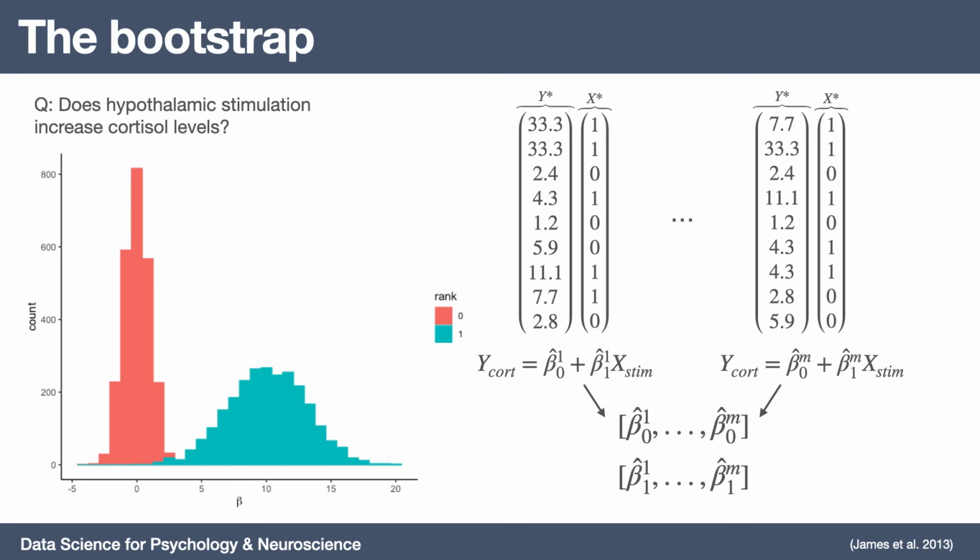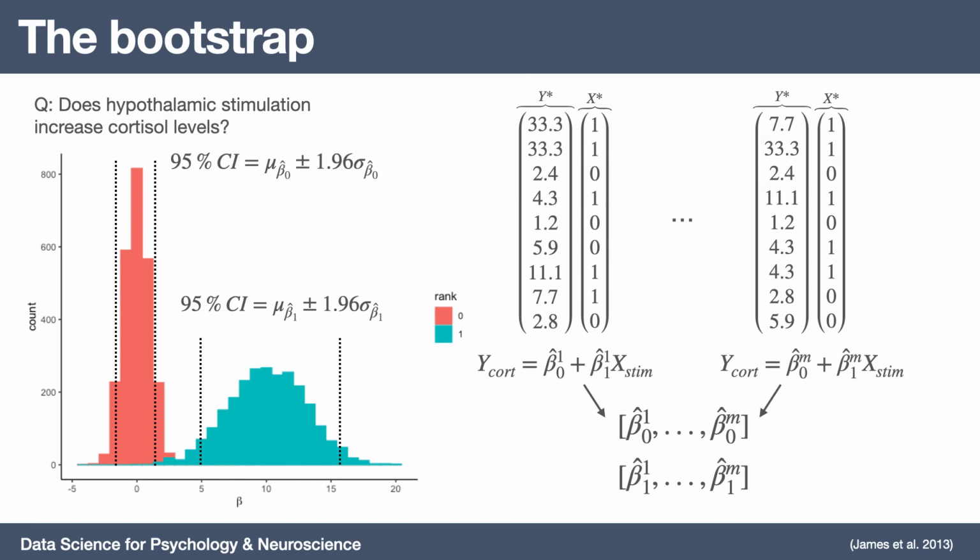And from these distributions of regression coefficients, I can now calculate my confidence intervals. So I can calculate a 95% confidence interval for my beta hat 0 and one for my beta hat 1. And what this tells me is that, at least if I'm using 95% confidence intervals, the effect that I observe has a 95% likelihood of falling in these ranges. So beta hat 1 could range between 5 and 16.